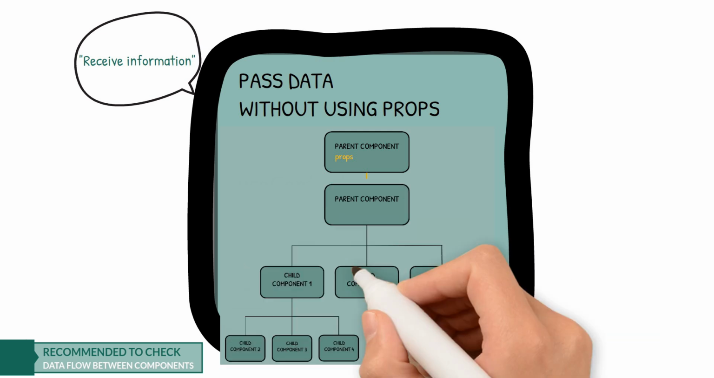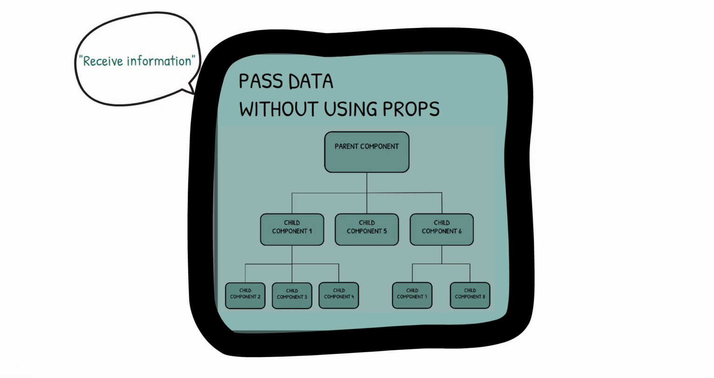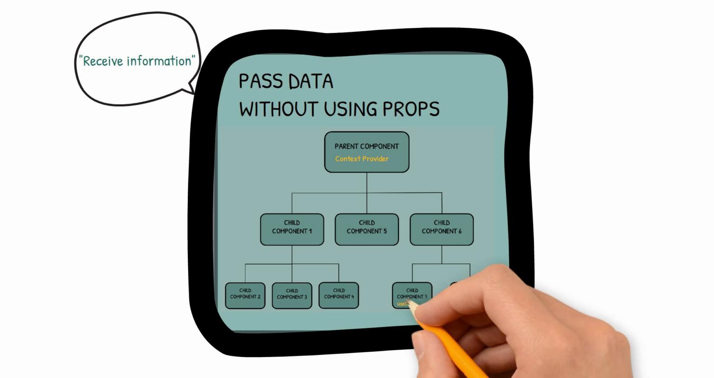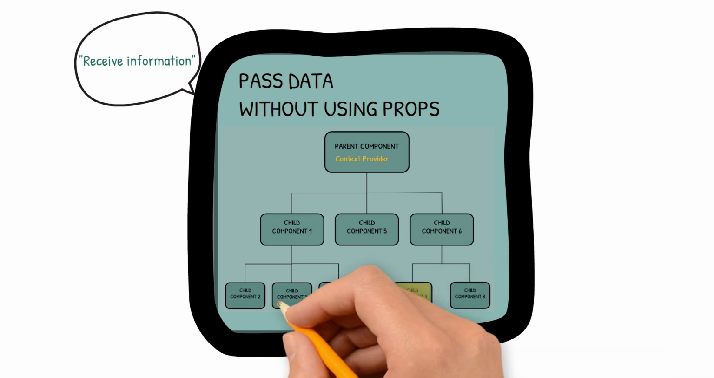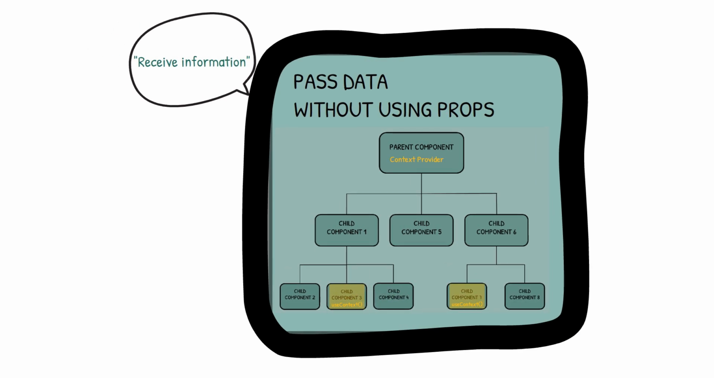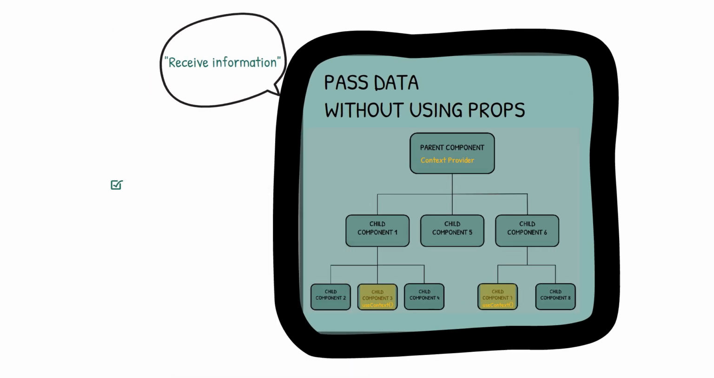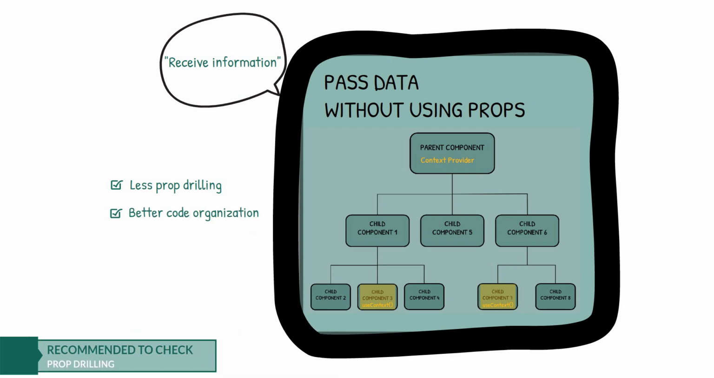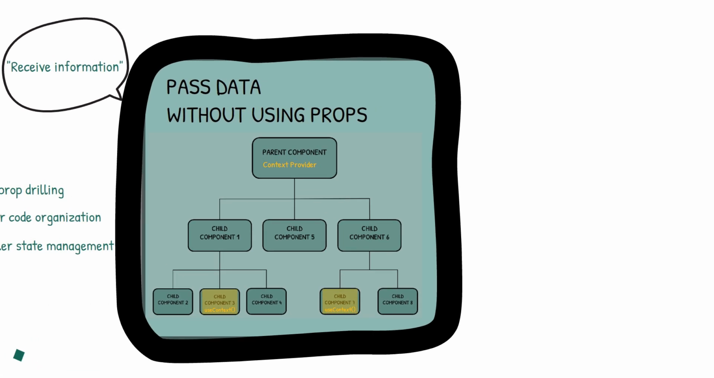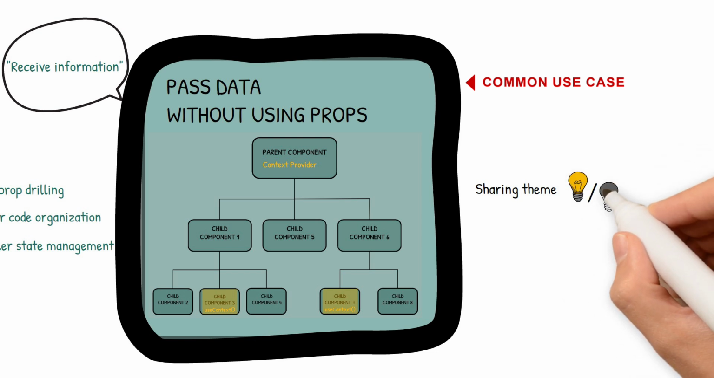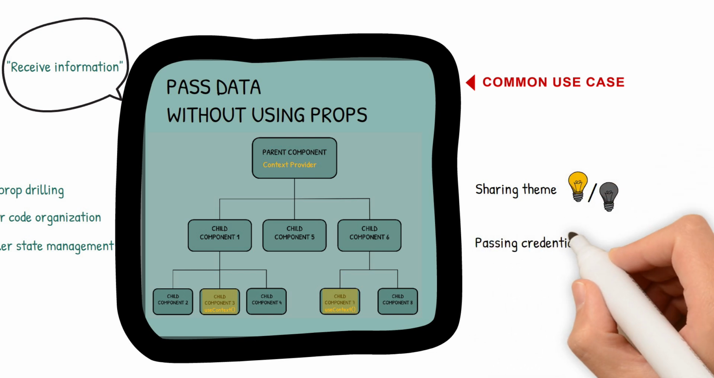With context, we can skip prop drilling. We create a provider that makes data available to all components within its scope, and then, instead of using props, components that need this data can access it with the useContext hook. Advantages of this approach: less prop drilling, better code organization, and simpler state management. When discussing common scenarios for using context, we can mention theme sharing, light and dark mode, and user authentication by passing login credentials.